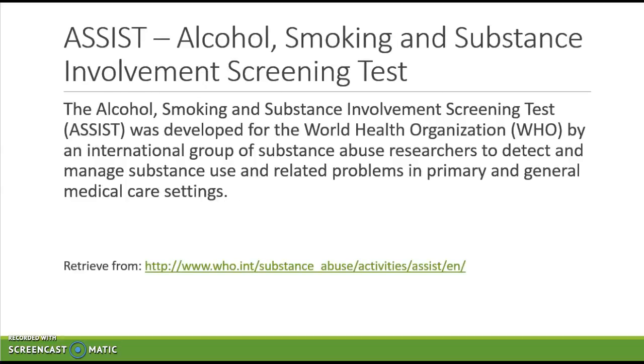ASSIST is another screening tool that relates to alcohol, smoking, and substance involvement. Again, it was developed by the World Health Organization, and I've given you a link there to be able to read through the manual and have a look at whether it would be appropriate for one of the case studies you need to look at in Assessment 1.